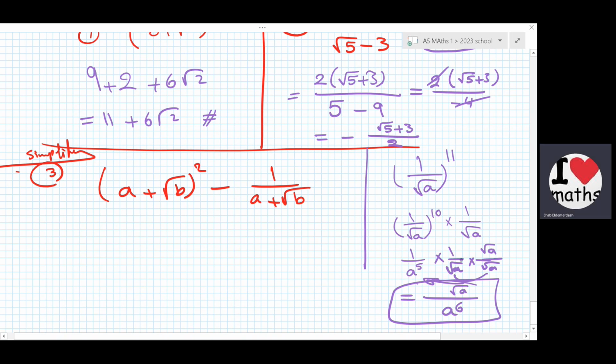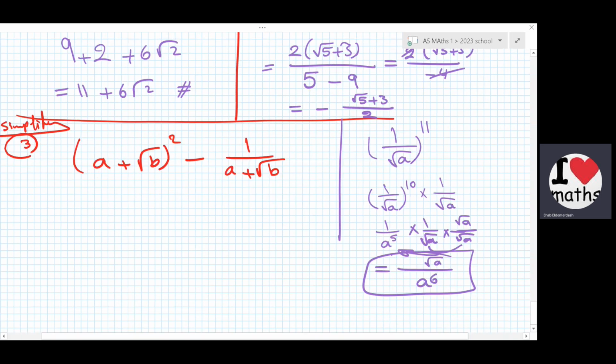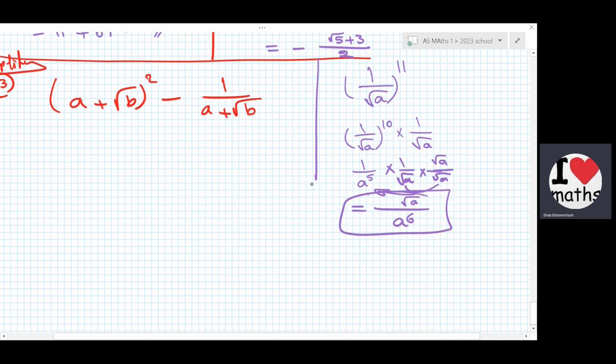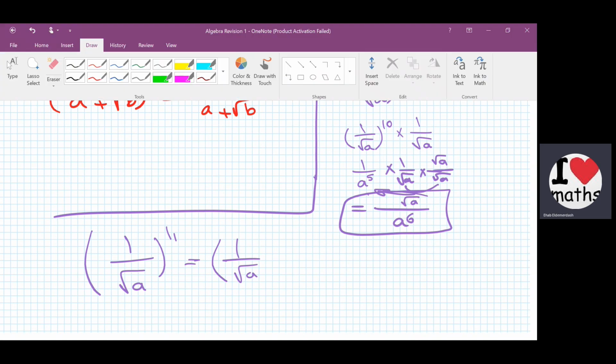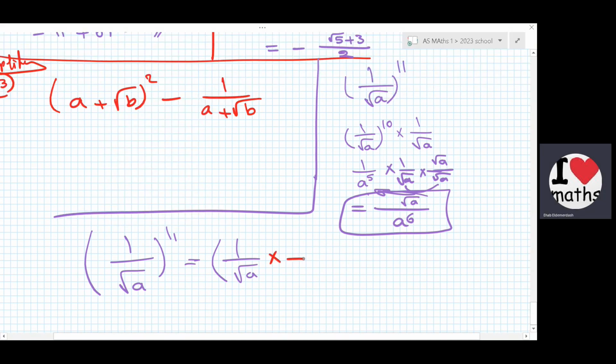The other part was 1 over root a, the remaining part, and you get rid of it by multiplying by root a over root a, up and down. I remember there was an intelligent student, I don't remember who, who did it differently. It was 1 over root a all to the power 11. He said, I will multiply internally by root a over root a, all to the power 11. This will not be affected. Do you know why?